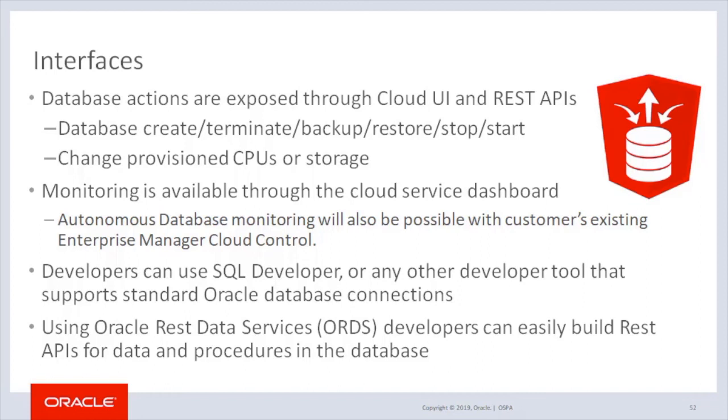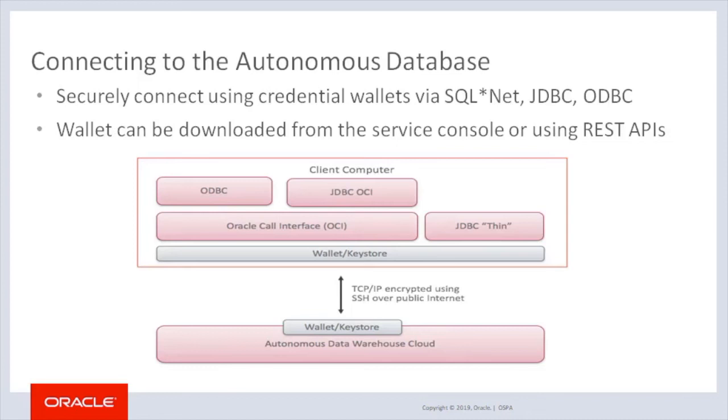Using Oracle REST Data Services, ORDS, developers can easily build REST APIs for data and procedures in the database. Connecting to the Autonomous Database is done using credential wallets via SQL*Net, JDBC, or ODBC. The wallet can be downloaded from the Service Console or using REST APIs, and we will cover this procedure in more detail in future modules. Without the wallet and credentials, there is no easy way to access the Autonomous Database, thus providing a secure customer-managed process for allowing users to connect to the database.